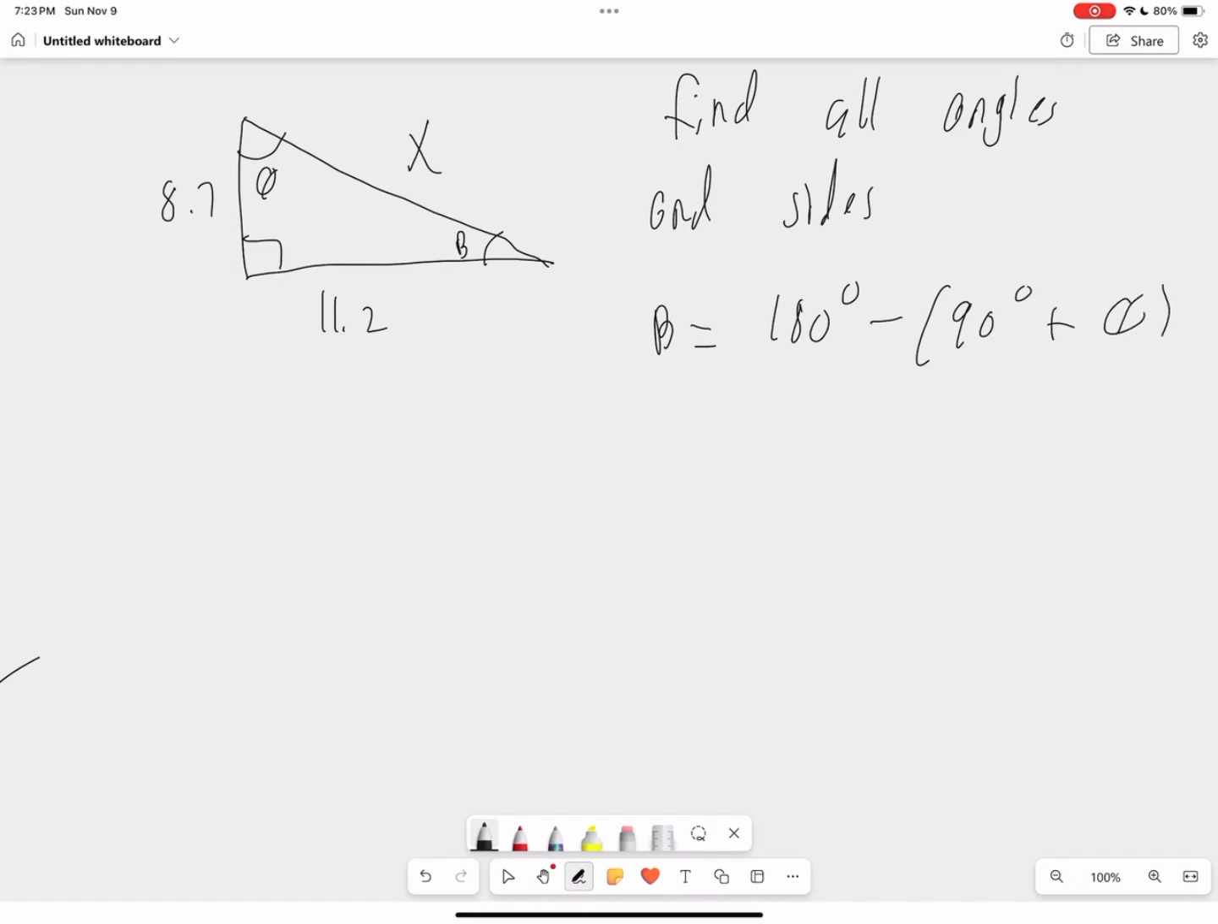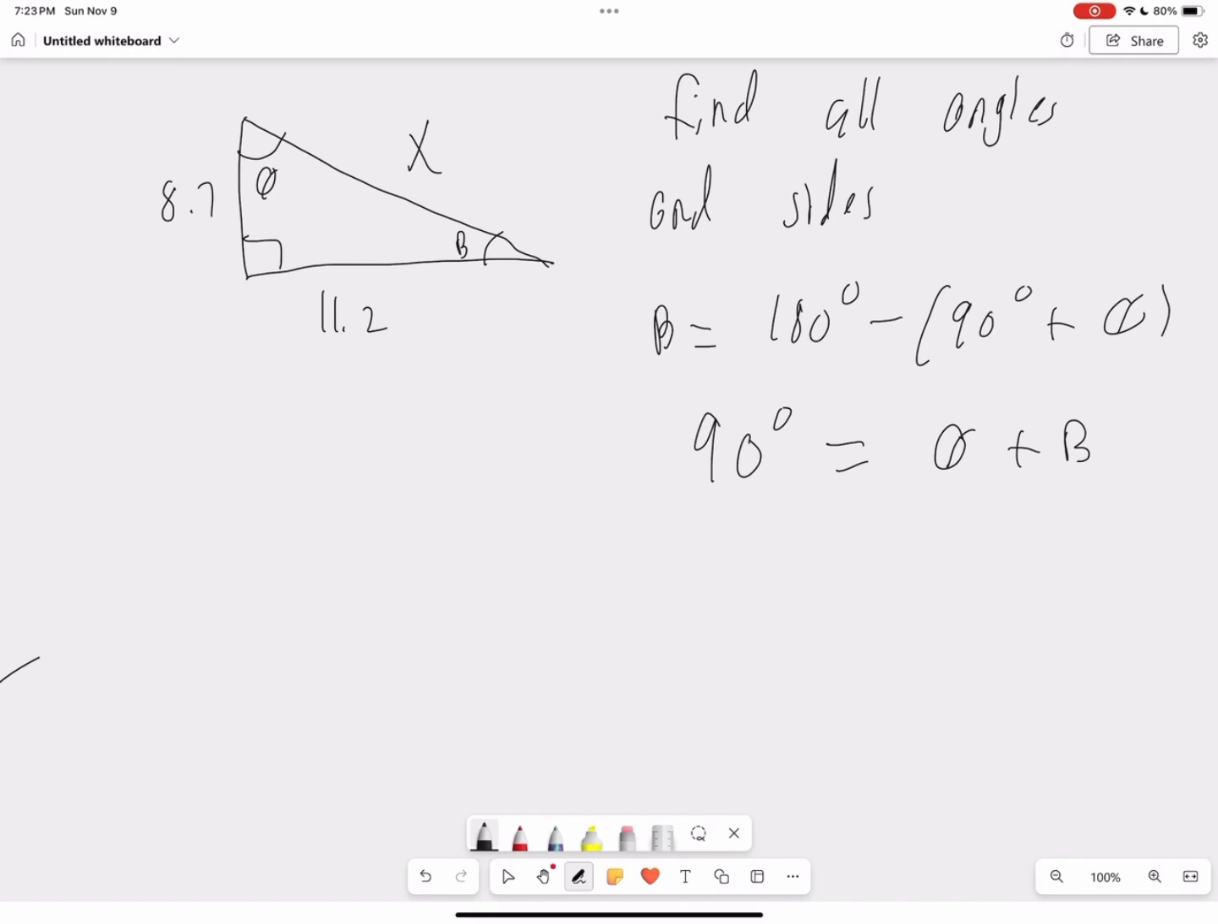Now we have a problem that we have to do, and it says find angles and sides. Now, in the last example, we said something about, let's say we had beta. Beta equals 180 degrees minus 90, which is always given, degrees, plus theta. Or, the other way you do it is 90 degrees equals theta plus beta, which have to equal 90 degrees.